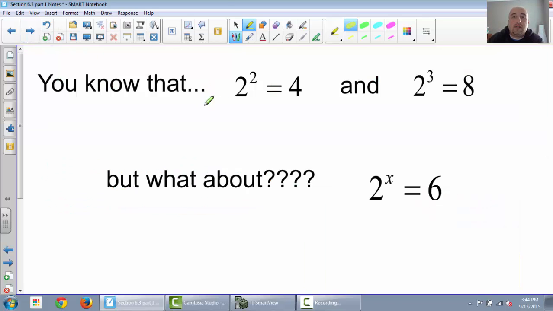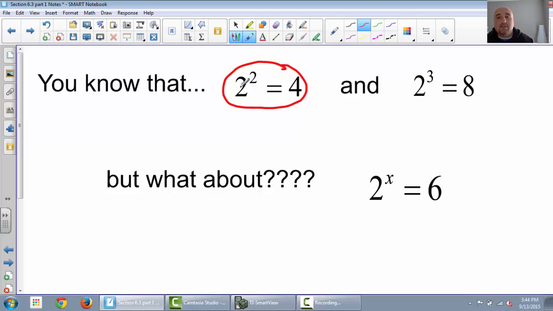All right, so you know, and I hope you know, that 2 squared is equal to 4. That makes sense. 2 times 2 is 4. And 2 cubed is 8, because 2 times 2 is 4, 4 times 2 is 8. But what about 2 raised to what number is equal to 6? Well, if 2 squared is 4 and 2 cubed is 8, this x has to be somewhere between 2 and 3. I hope that you would agree with that.